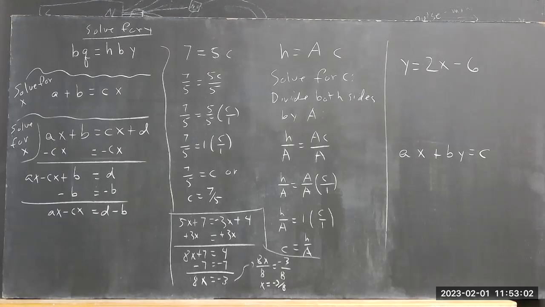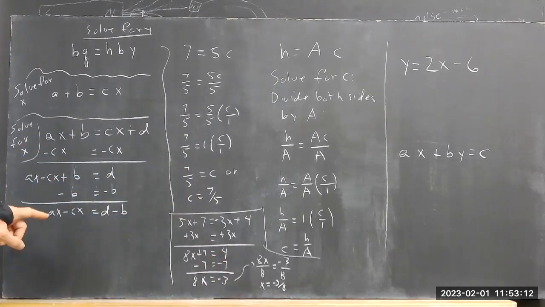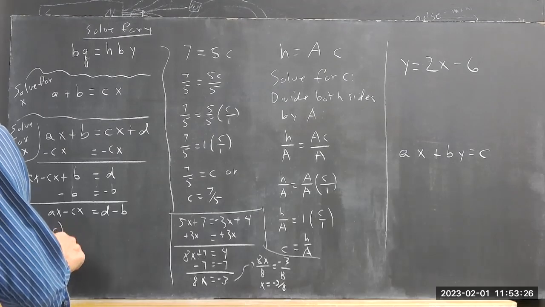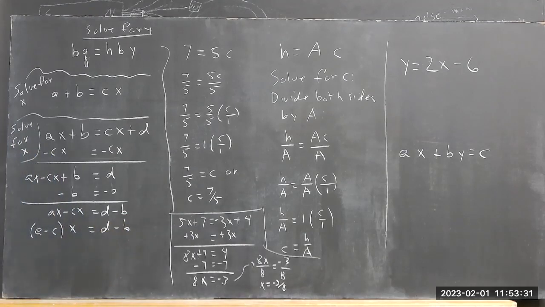Now what do we do? This is actually the trickiest step here. Doing these steps is pretty easy to get used to. It's like what we do with numbers. But we don't know what these numbers are, so we don't know what AX minus CX is. But we simply factor out the X. I'll write it this way: AX minus CX is A minus C times X, because A minus C times X is AX minus CX, right?